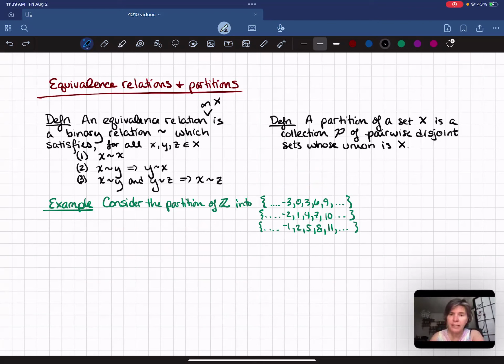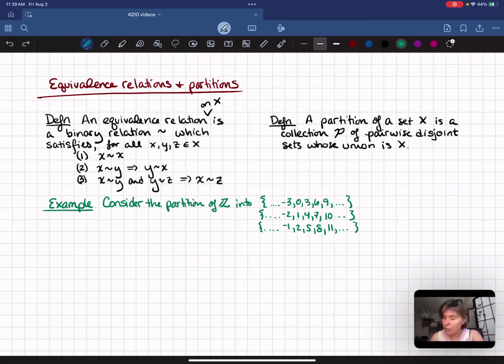And then secondly, is their union all of your space? Well, my space here is the integers. So when I union up these 3 sets, do I get everything? I think so. You can kind of see it if you were to look at them. I get -3, -2, -1, 0, 1, 2, 3, 4, 5, 6, 7, 8, 9, 10, 11. And you can imagine that that keeps going. And so, yes, this is a partition. Okay, so that's an example of a partition.